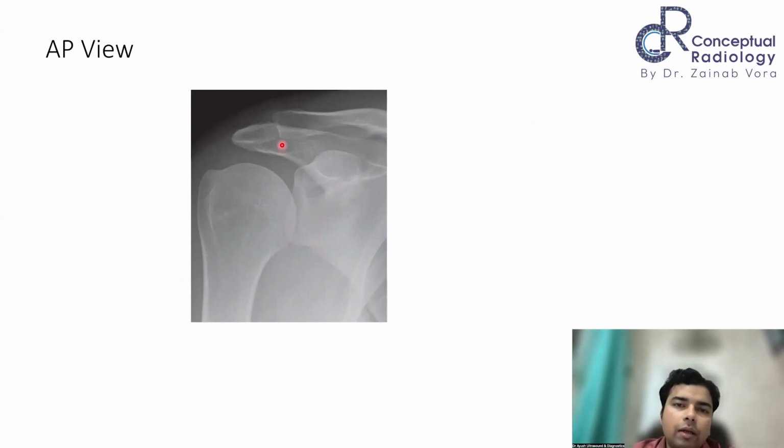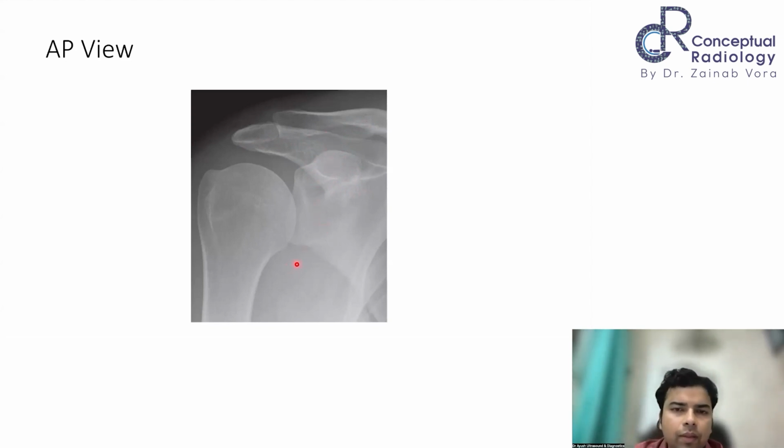Okay. Then are the inferior cortices of acromion process as well as the clavicle aligned? Yes, they are aligned. So there is no acromioclavicular joint dislocation or subluxation in this case. Then this is the clavicle and this is the coracoid process. So this is the distance of acromion and the coracoid process, coracoid process and the clavicle. So this distance we can measure, it should be less than 1.3 centimeters.